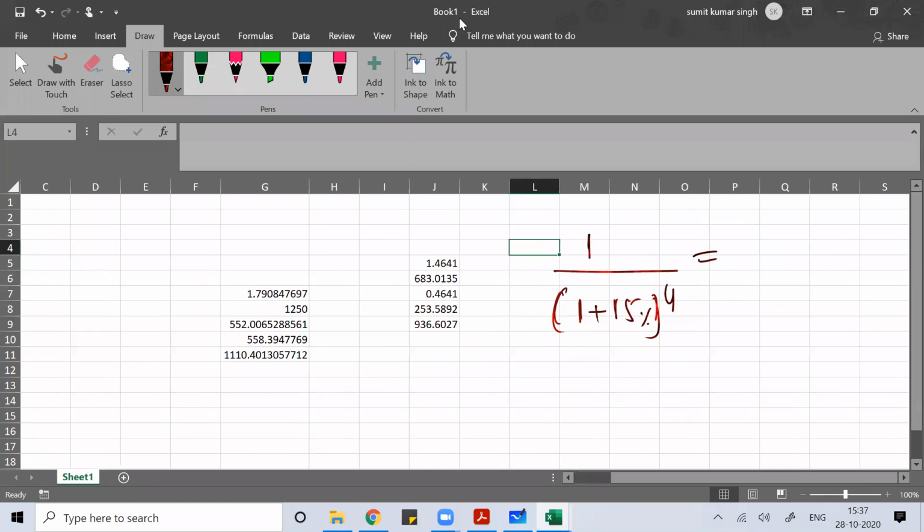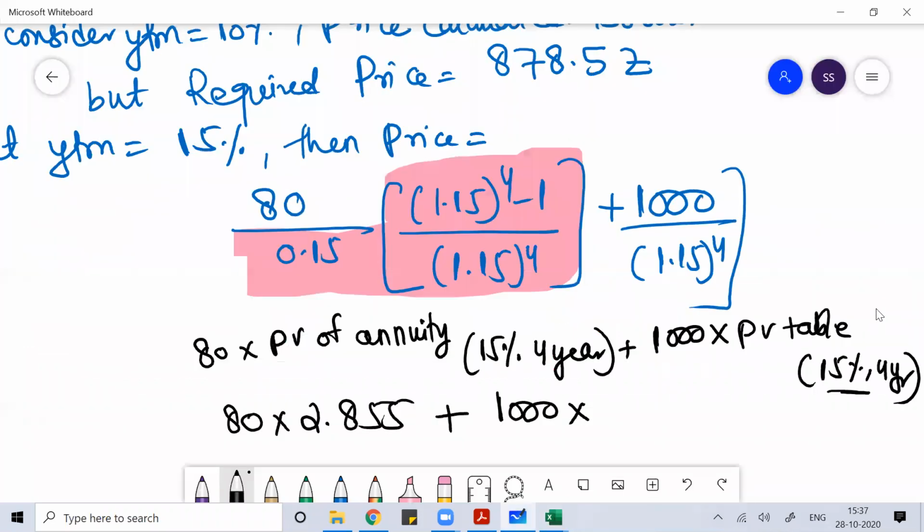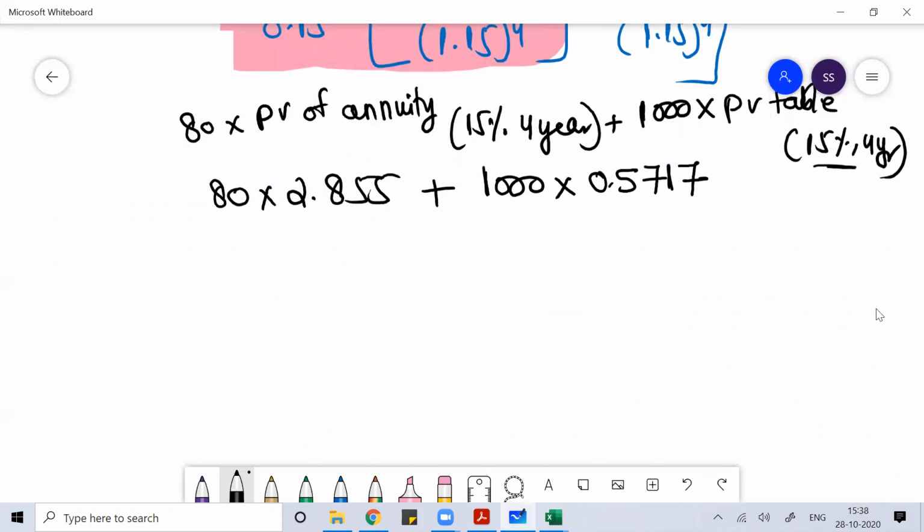That value will be equal to 1 divided by, if I see the table, 1 plus 15% to the power 4, which is 0.5717. So the value given here will be 0.5717. So you can calculate this.